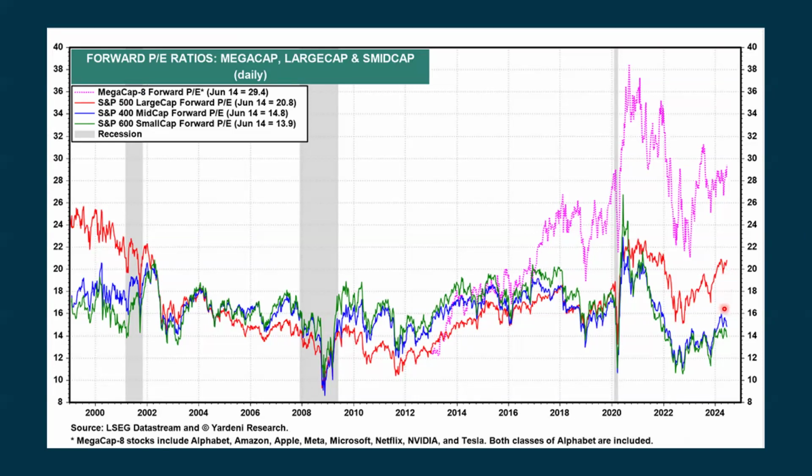Then we look at the mid caps and the small caps. The mid caps are the blue line here, and that's actually under 16. It's coming in at 14.8, just a little bit even under 15. So that's considered to be fairly priced right now. And then we look at the small caps, which have really been a disappointment in 2024. They're under 14. They're coming in at 13.9.